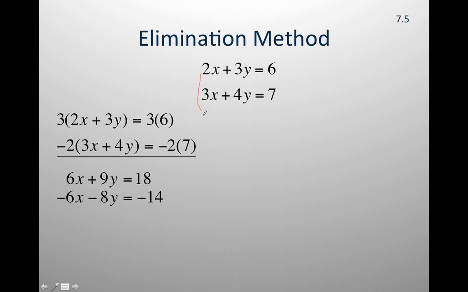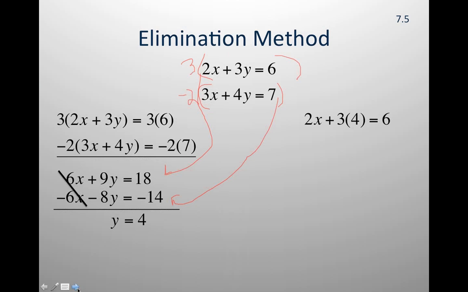So we go from here to here. And we do that by multiplying everything in here by 3. And everything in here by negative 2. Okay, now we can cancel out the x's and solve for the y's. So that means y equals 4.